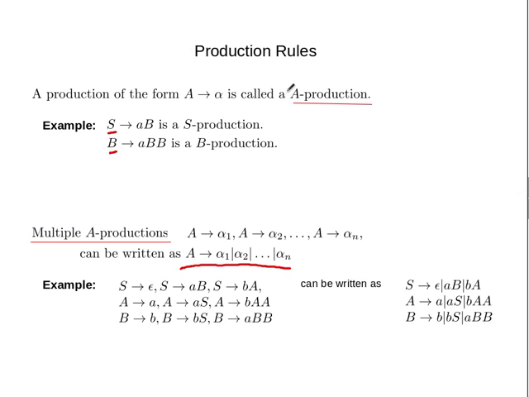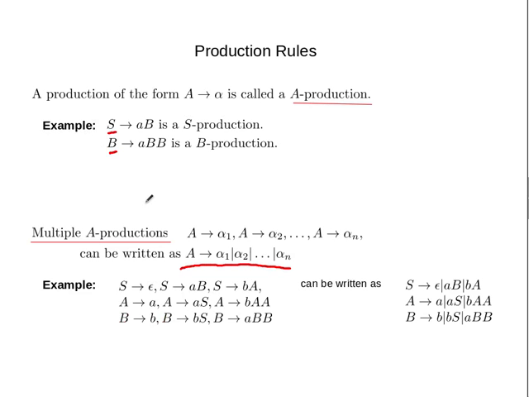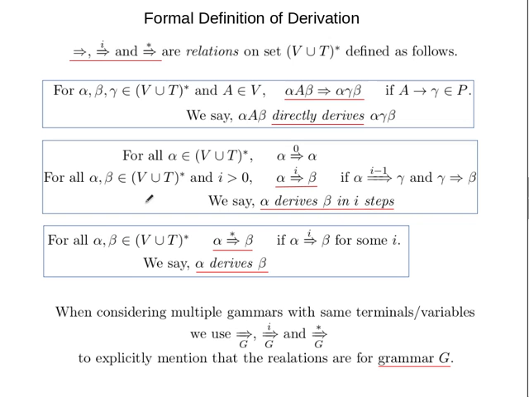The way we have this thing, say this is a string over both terminal and non-terminal. This is a string over both terminal and non-terminal, and this is actually relating this to this. So this is actually a relation, formally speaking, on this set.